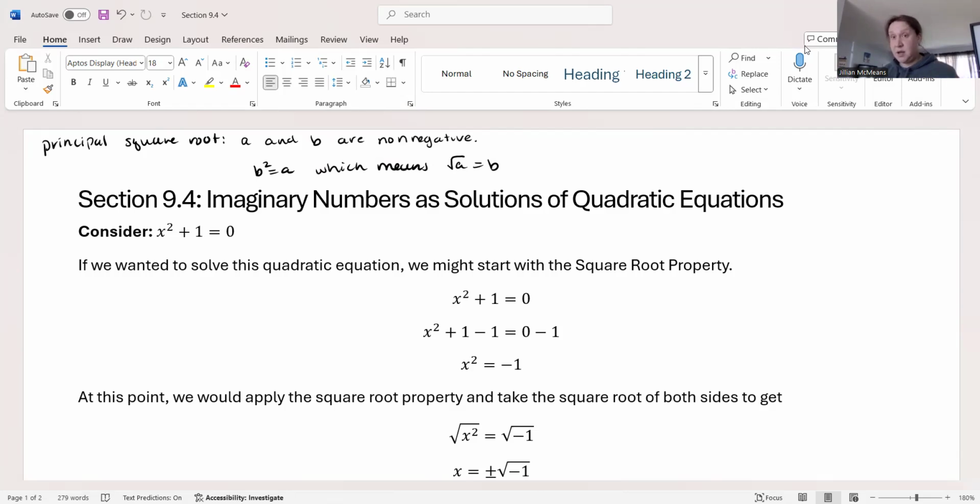There's no way to take a number and square it and get a negative. The only way you can square a number, whether it's positive or negative, is that you get a positive result. A negative number squared is positive. A positive number squared is positive. So A had to be positive because no matter what B was, when we square it, we're going to get a positive value. So we just said the principal square root, A and B are both non-negative. Okay? So keep that in mind because that's going to be the heart and soul of all of this.